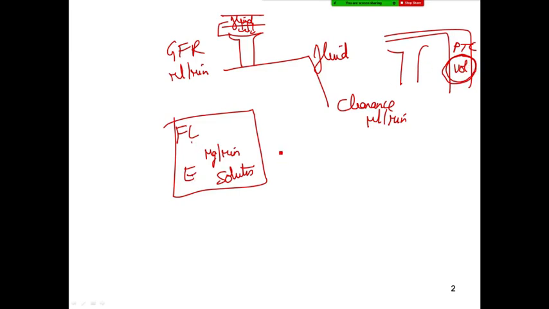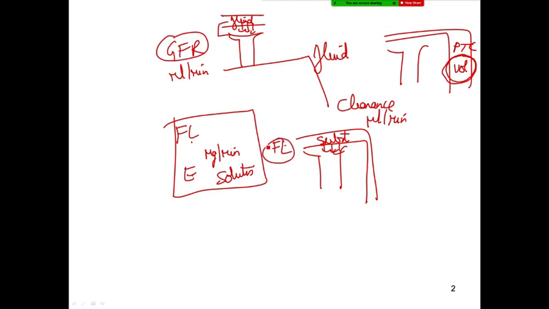Now filtered load and excretion are defining solutes. So what is filtered load? It's the rate at which a substance is filtered across the glomerulus. So that's the difference between GFR and filtered load. GFR is the fluid being filtered. Filtered load is the substance being filtered. And excretion is the rate at which the substance is excreted.